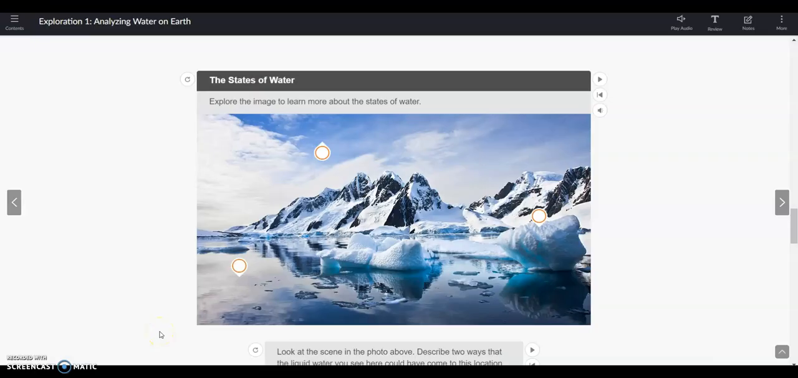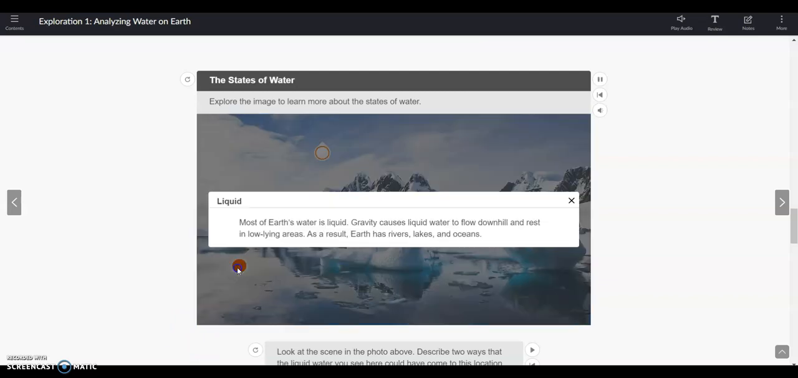And finally, we've got our review/preview on the different states of matter. These vocabulary words will help you for the next couple lessons, along with some other vocabulary words we'll release. But here we've got liquid. Most of Earth's water is liquid.